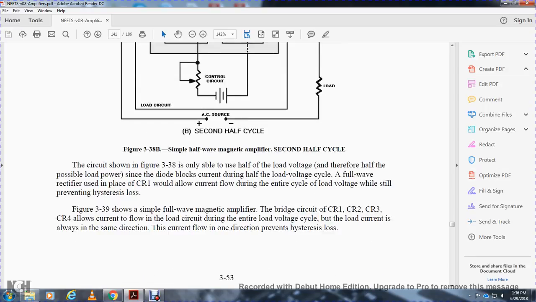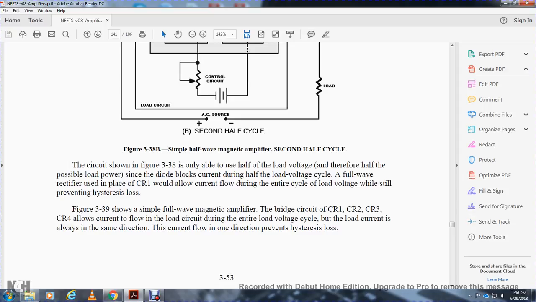Rheostat, center tap, center core. The circuit shown in figure 3-38 is only able to use half the load voltage, therefore half of the possible load power, with the diode blocking control current during the half load voltage cycle. A full-wave rectifier in the control circuit would allow the current to flow with the entire cycle of load voltage while still preventing hysteresis loss. Figure 3-39 shows the simple full-wave magnetic amplifier.